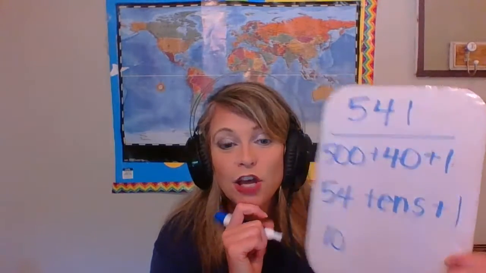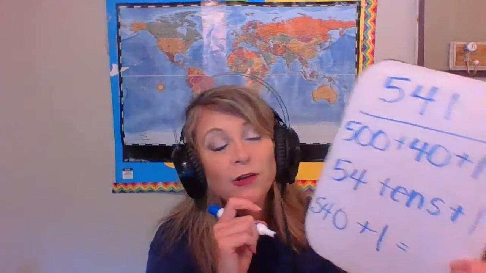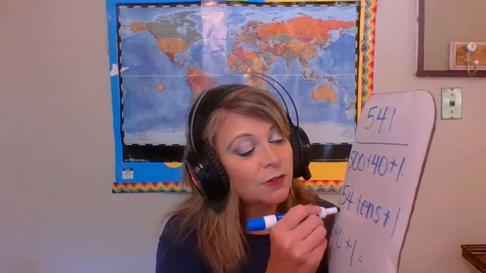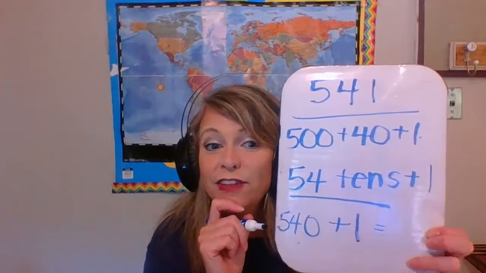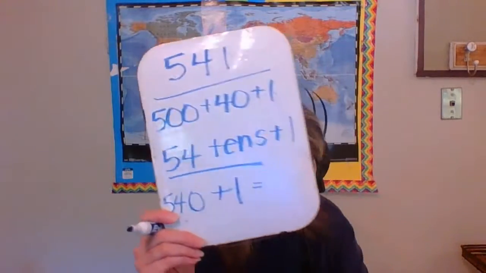10 looks like that. So if you have 54 tens, you're going to have 540 plus 1. That's the same way to write 541. This we haven't done in a long time. 54 tens is the same as 540. Good job. Okay. All right.